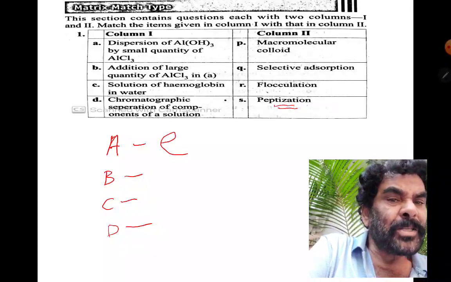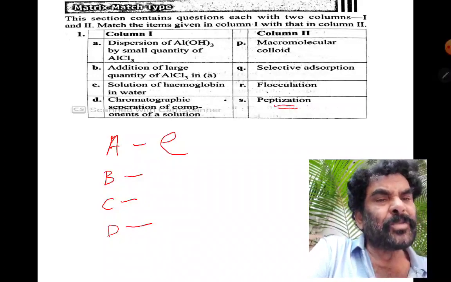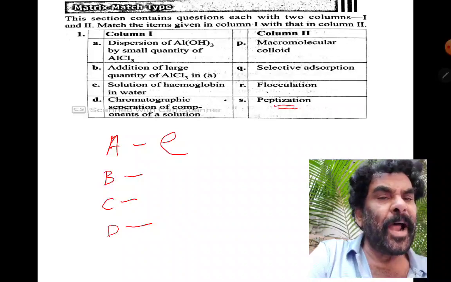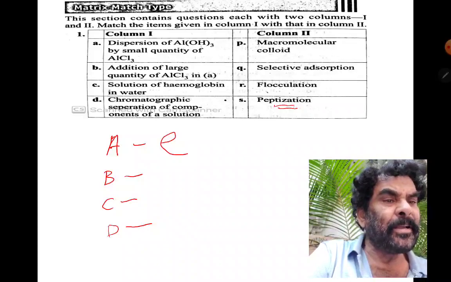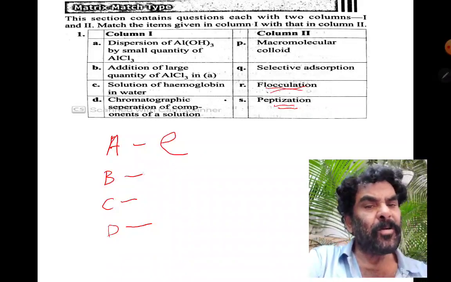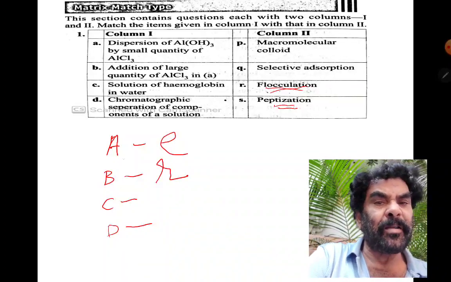Addition of a large quantity of AlCl3 in B. If a large quantity of the electrolyte is added to the colloidal system, then what happens? Flocculation takes place, that is, coagulation takes place. Flocculation and coagulation are one and the same, R.